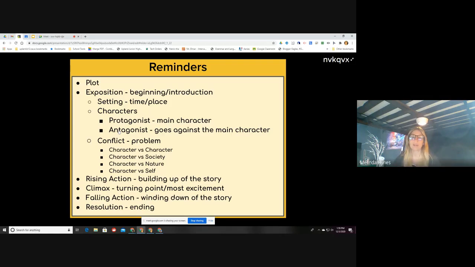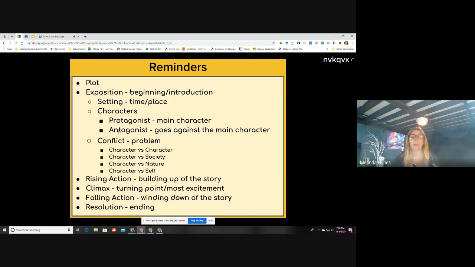A lot of times when you have characters that are battling, like in the Grinch's case, he's battling the fact that he wants to be angry and mean. He wants to hate everybody, and he doesn't want to change, and he's trying to fight that internal battle. That's an example of character versus self. So that's a great example. But these are all different types of conflict. So remember, conflict is a huge part of the beginning of our story.